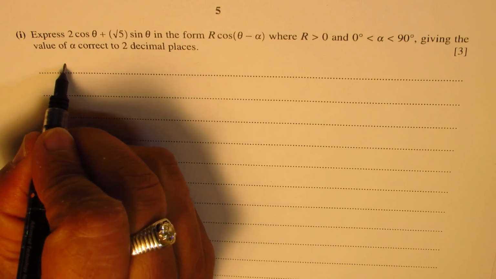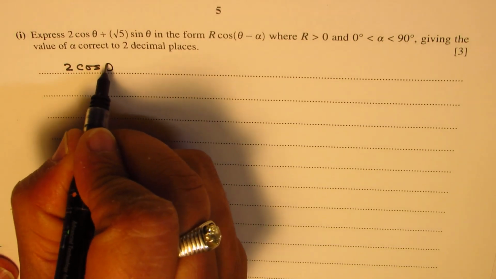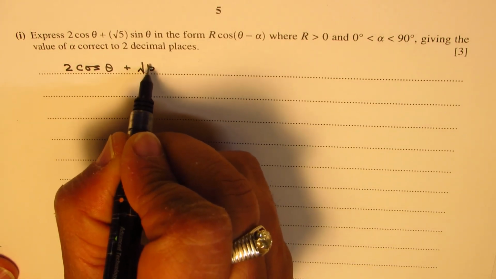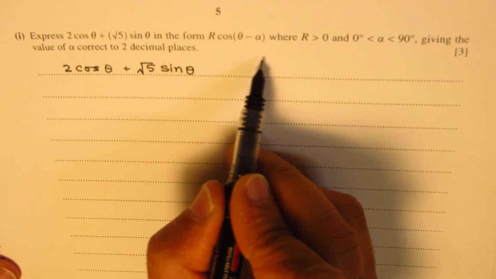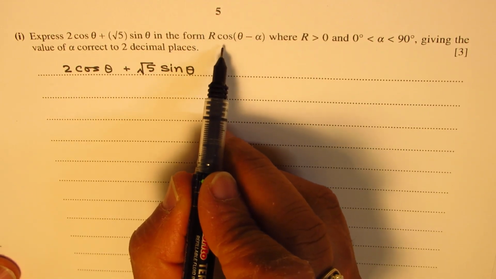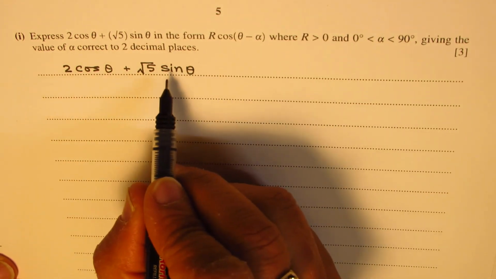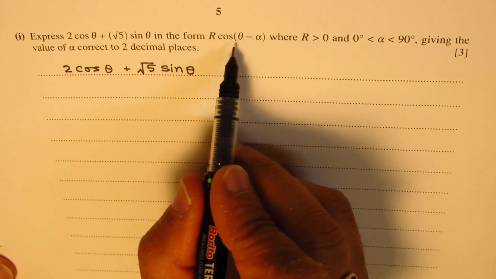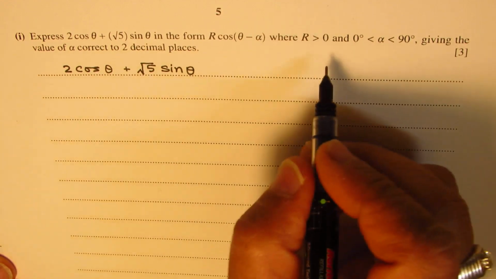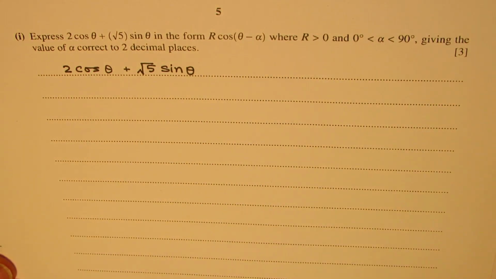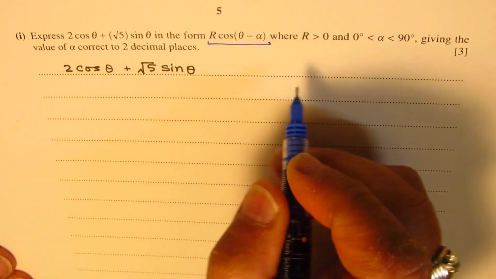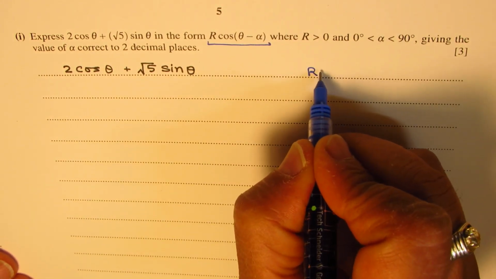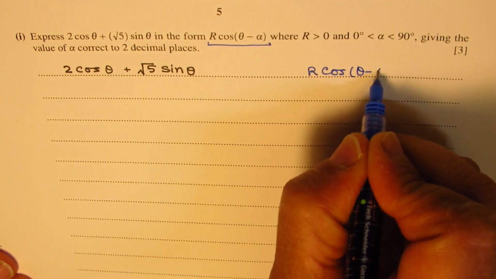So what we are given here is 2 cos theta plus square root of 5 sin theta. Now we need to write it as one particular function, which is cos(theta minus alpha). So if you work backwards, think like this. Let me show you in a different ink so that you understand the strategy we are going to adopt. On the right side, we want to make it equal to r cos(theta minus alpha), right?